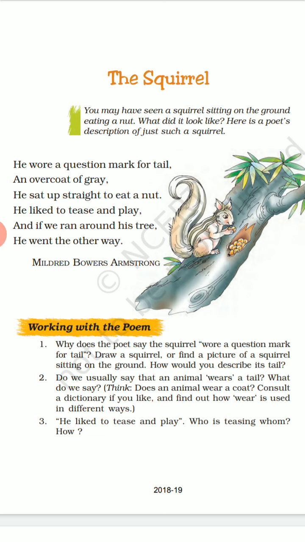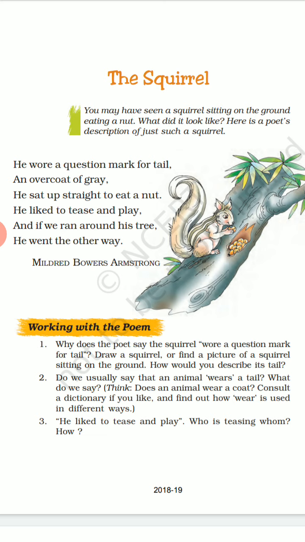Let me read out the poem. He wore a question mark for tail, an overcoat of grey. He sat up straight to eat a nut. He liked to tease and play, and if we ran around his tree, he went the other way. So up to this much only the poem. So he means the squirrel, okay? So he wore a question mark for tail.